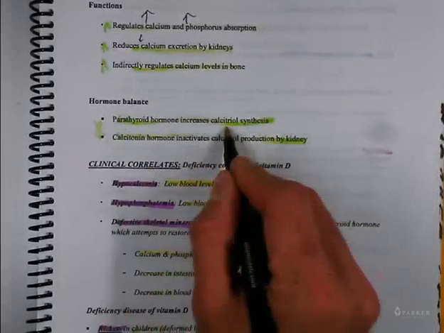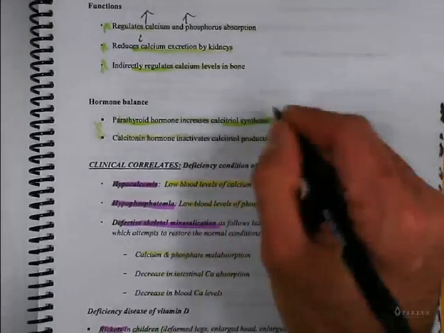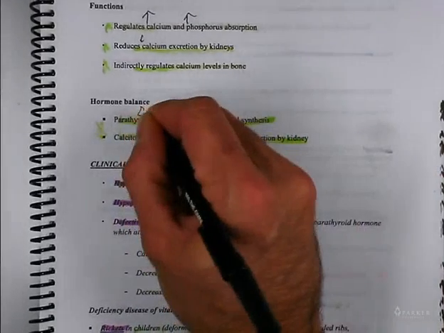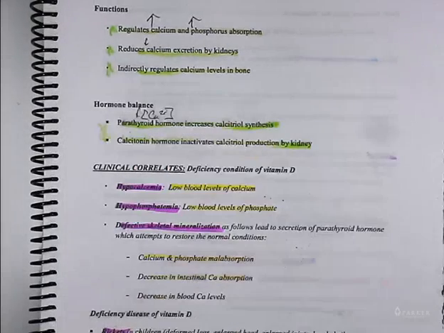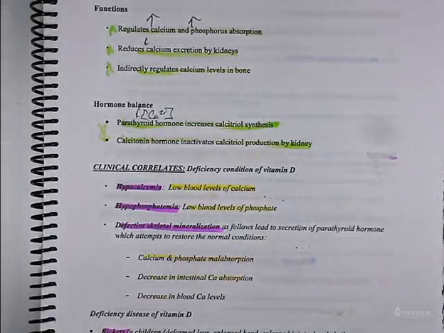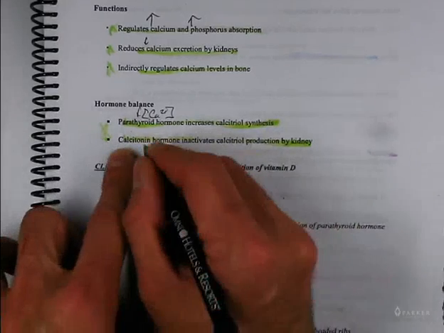Parathyroid hormone increases calcitriol synthesis because parathyroid hormone says our calcium levels are low. So we secrete parathyroid hormone when our calcium levels are low, and when our calcium levels are low, what do we want to do? Raise calcium. How do we raise calcium? We activate 1-alpha hydroxylase, which makes calcitriol, which reabsorbs calcium. Parathyroid hormone says that.